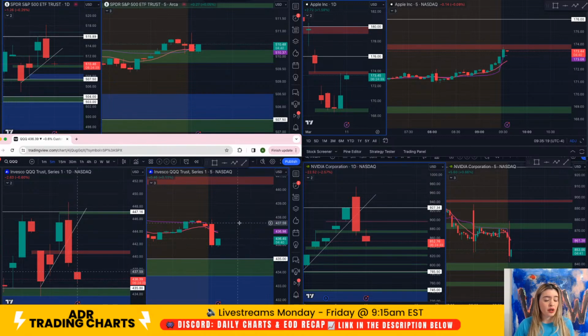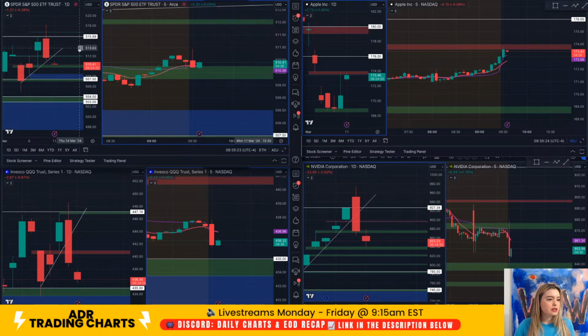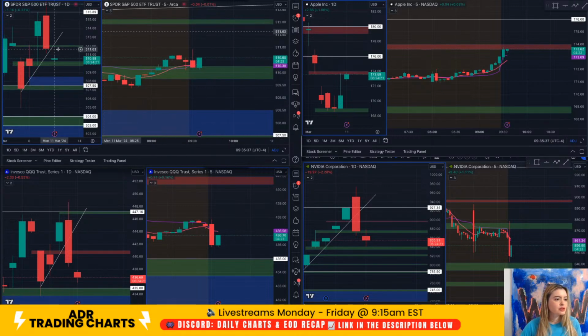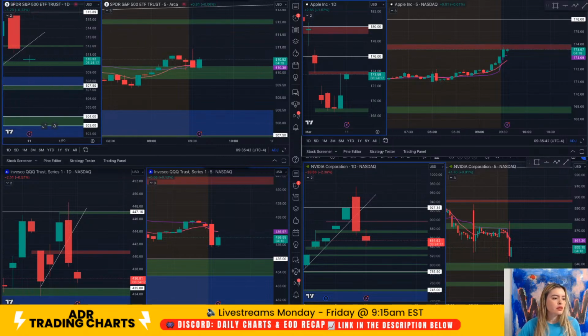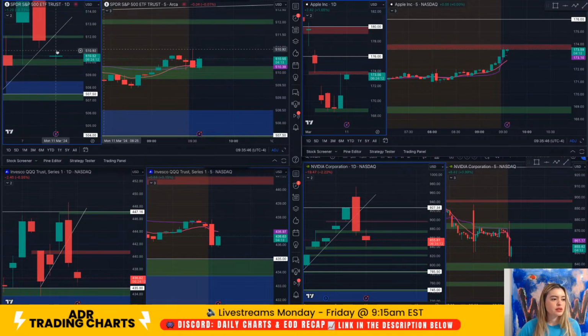435, 434 are very important levels for the Q. And SPY is trying to hold 410. Let's see if we can break Friday's low, or if it's gonna reject Friday's low or Friday's close.